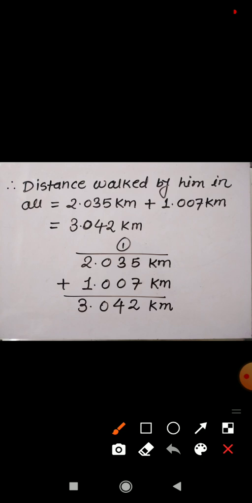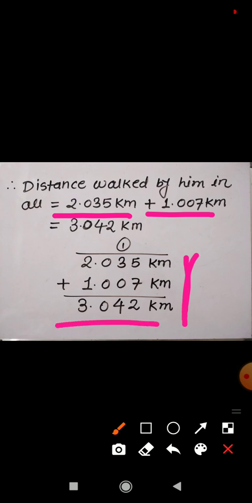And again, to find out the total distance, we need to add the given distances. Distance walked by him in the morning and distance walked by him in the evening. So here you can see what I have written, distance walked by him in all. How much will it be? 2.035 kilometer plus 1.007 kilometer. Addition you can see here, and the answer is 3.042 kilometer. Means how much distance walked by Naresh in all? 3.042 kilometer.